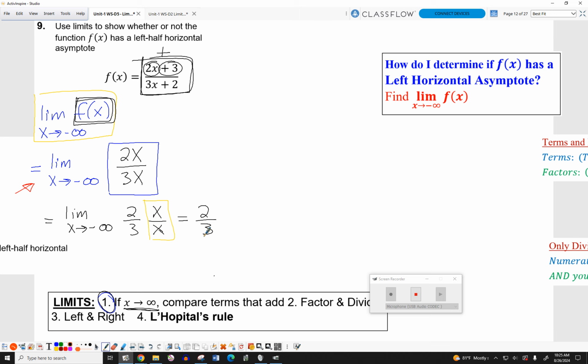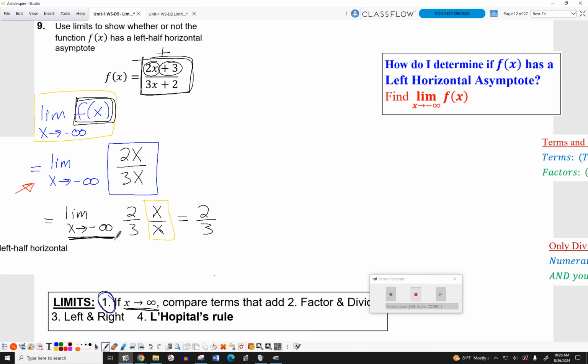Yes. If the limit as x approaches negative infinity is a value of 2/3, then as the x coordinates become more and more negative, the y coordinates become very close to equaling 2/3. That's a left horizontal asymptote. As Sam, I believe, said earlier, the right horizontal asymptote would be identical.